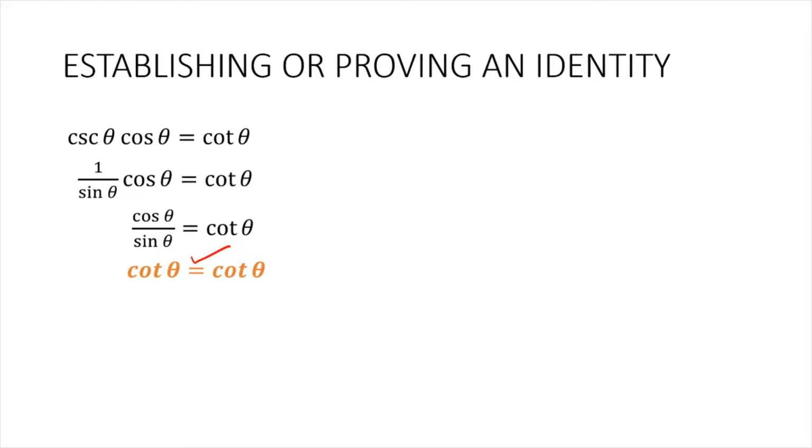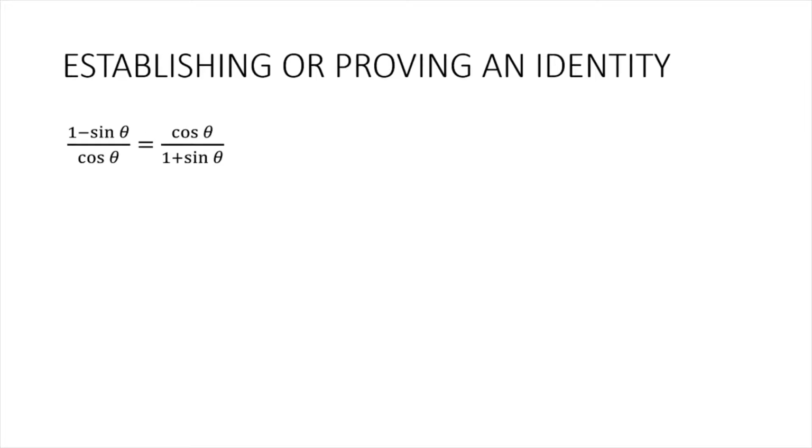Next, let's try this one. We have (1 minus sine theta) over cosine theta equals cosine theta over (1 plus sine theta). Now, since both sides of the equation are relatively the same, of the same level of complexity, if you will, we can start with either side. We can opt for the left-hand side or the right-hand side of the equation.